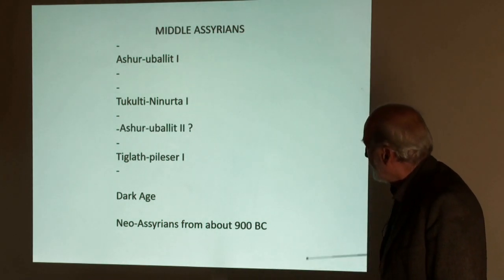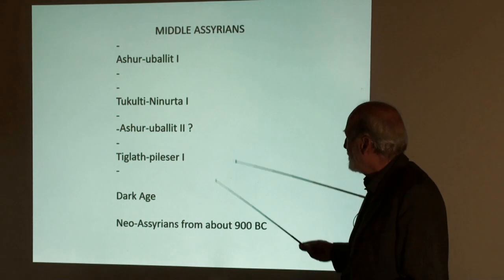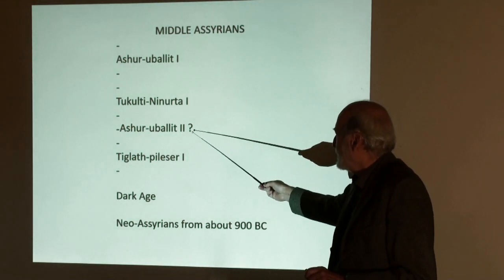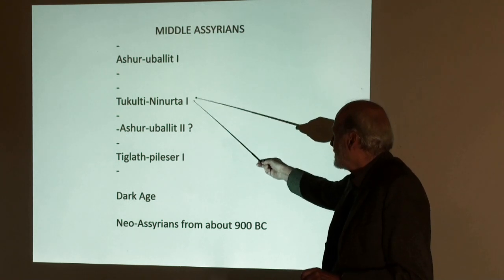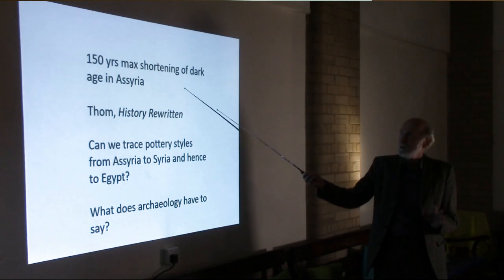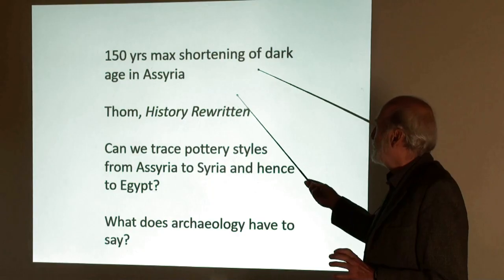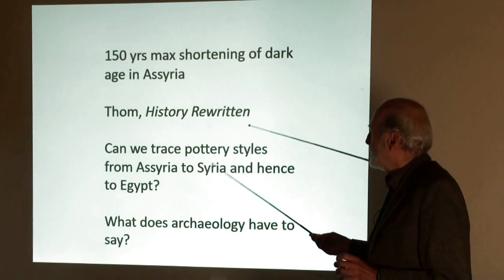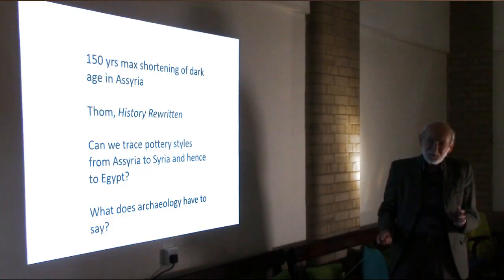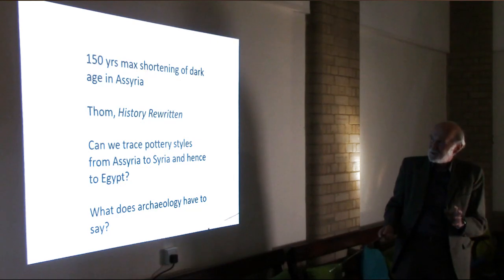But for certain chronologies, including the New Chronology, we need an extra Ashur-uballit for the Amarna period somewhere in this period here. The maximum shortening of that Dark Age is somewhere in the region of 150 years, whereas for the New Chronology, it is a 350 years shortening of Egyptian chronology.